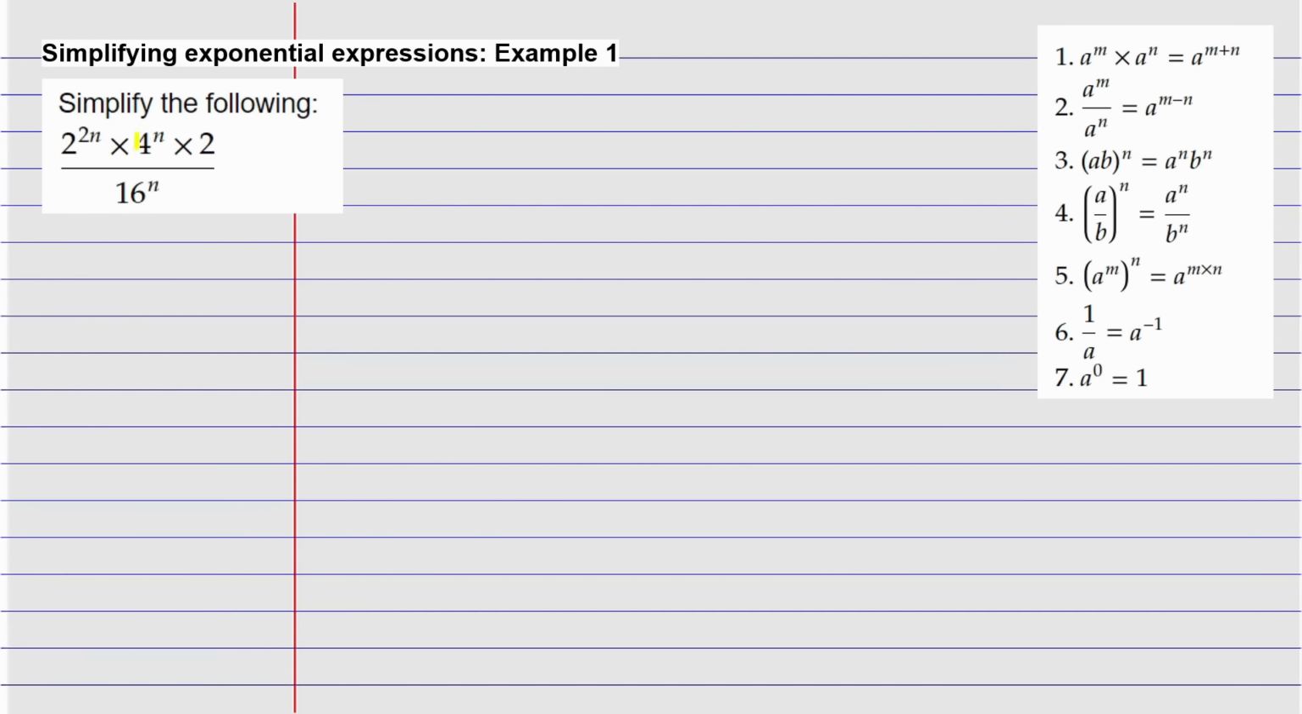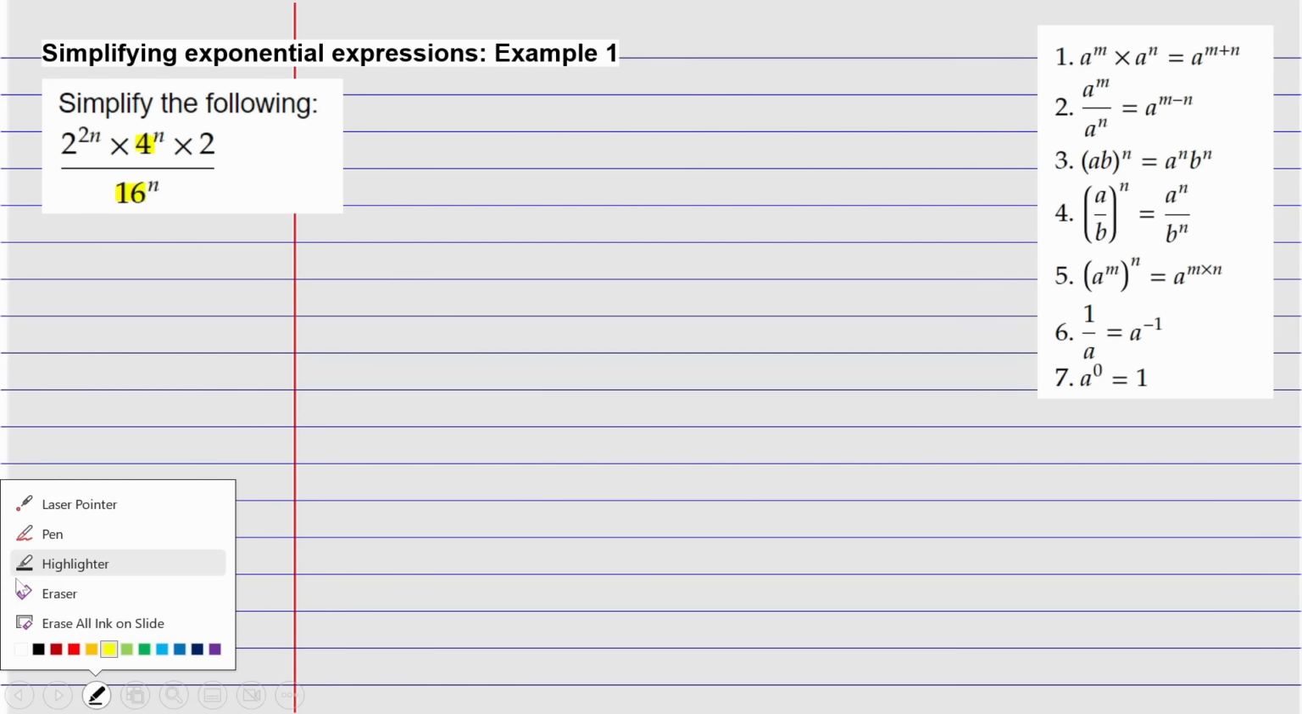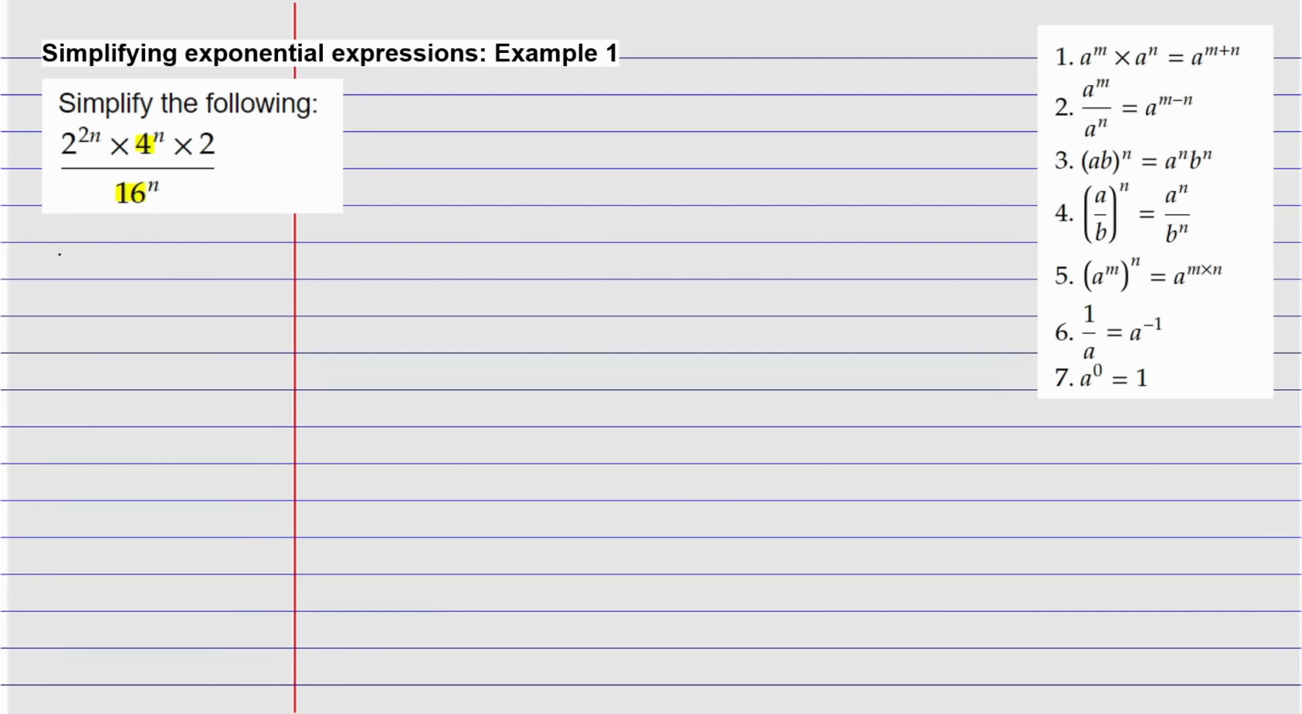You're going to take this 4 and 16 and find the factors. As I showed you with the previous question, how to find factors using your calculator, you're going to do that. So you're going to change this 4 using your calculator to find the factors. Then you're going to change the 16 using your calculator to find the factors. So that's what we're going to do.